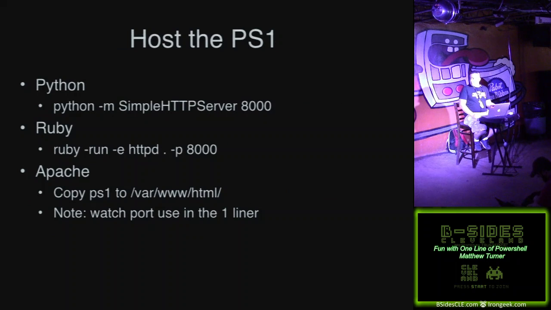So with the PS1 file there and the handler running, all you need to do now is host it. So here are three different ways to do it. There's actually a newer version of the Python command, for Python 3, but this still works for me. The Python one is easy to memorize, so that's the one I tend to use, but you can also use Ruby or start up Apache and just copy the files to /var/www/html.